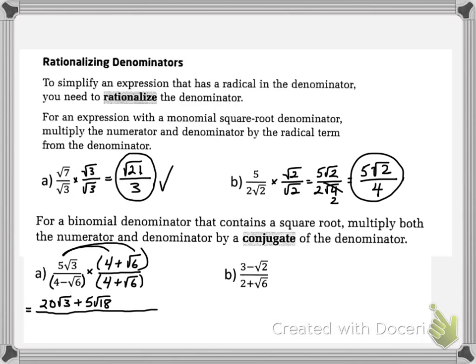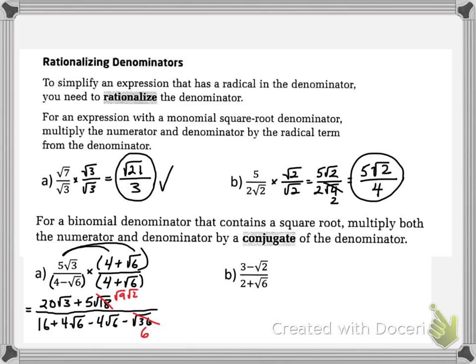On the denominator, you've got 4 minus root 6 times 4 plus root 6. We have to go ahead and FOIL that. 4 times 4 will be 16. Then we've got 4 times plus root 6. Then we have 4 times minus root 6, minus root 36. We can simplify some of this. The root 36 will become 6. And the bottom, 4 root 6 minus 4 root 6 is going to disappear.